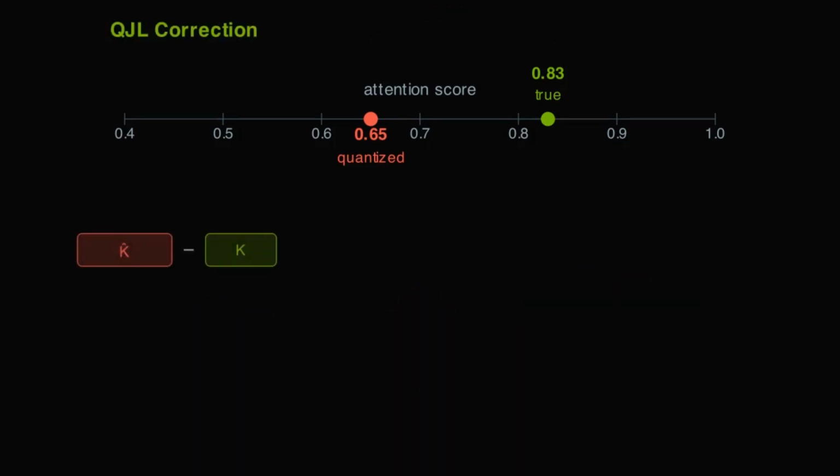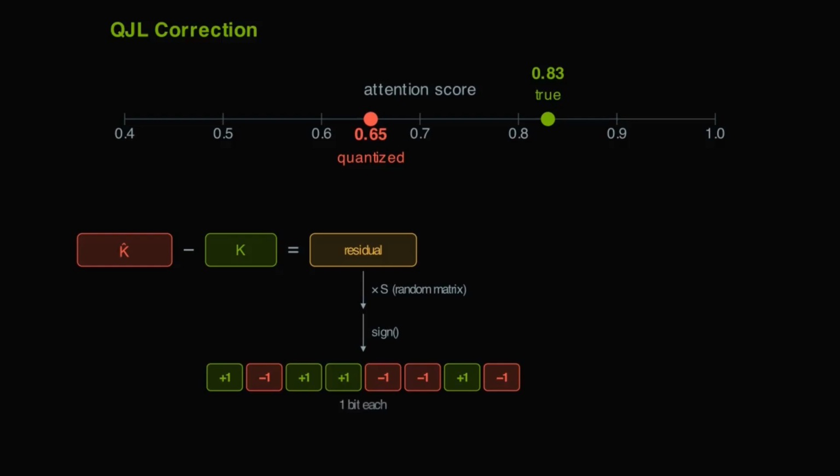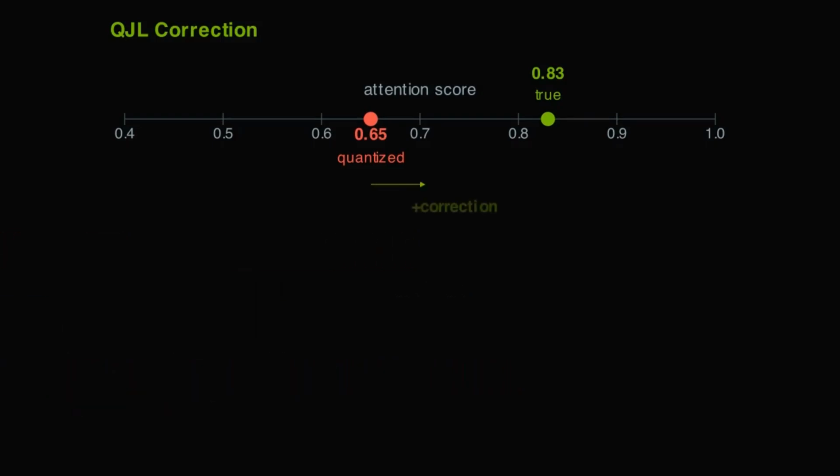TurboQuant fixes this with something called QJL. You take the quantization error, or what we call the residual, project it through a random matrix, and keep just the sign of each coordinate, positive or negative. That's 1 bit per dimension. At decode time, you use these stored signs to compute a correction term that cancels out the bias. And that's literally it. That's our algorithm. Now, let's go look at the kernels.